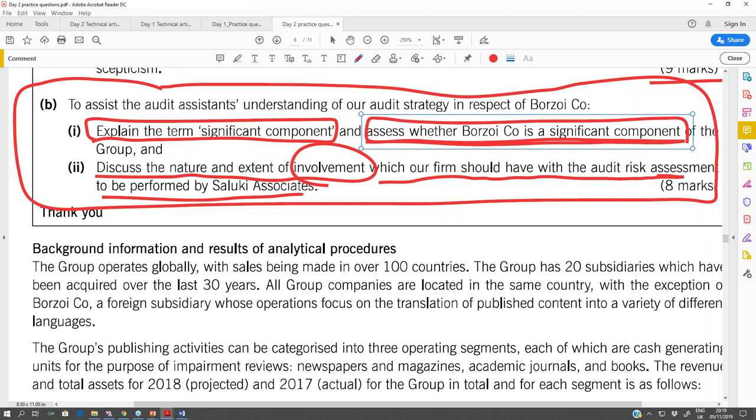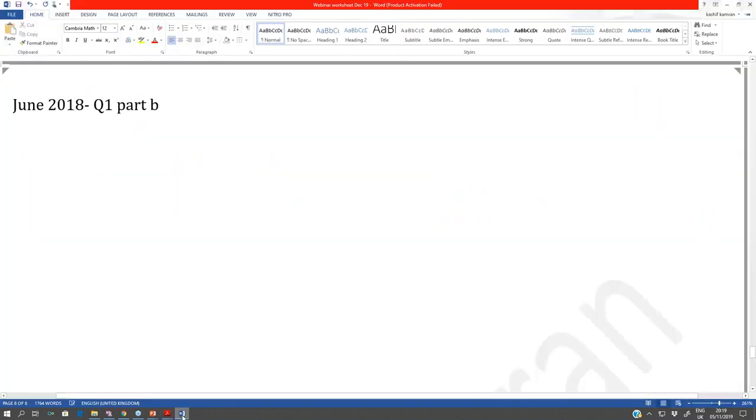So 3 things, right? 3 things being asked for 8 marks. First, to explain the term significant component, then to assess whether Borzoi is a significant component, and then to discuss the nature and extent of the involvement. See, I circled the word involvement, which our firm, Whippet, would have in Saluki Associates. So an 8 marks requirement and a very diversified requirement. I hope you're understanding. The requirement is for 8 marks, but these 8 marks are broken down into 3 things.